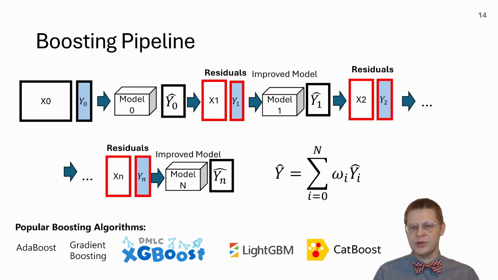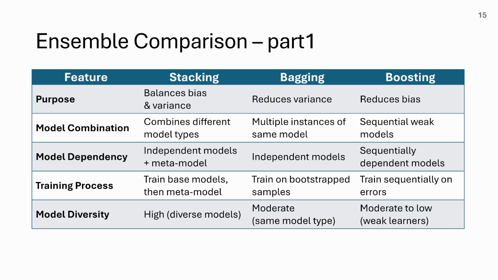By focusing on errors sequentially, it builds a highly accurate model from weak learners. The process usually ends when performance stops improving and a weighted combination of all model predictions is used as the final prediction. Let us break down the comparison of ensemble methods, stacking, bagging, and boosting, row by row as presented in our table. This approach will help us understand each method's unique characteristics from purpose to potential drawbacks.